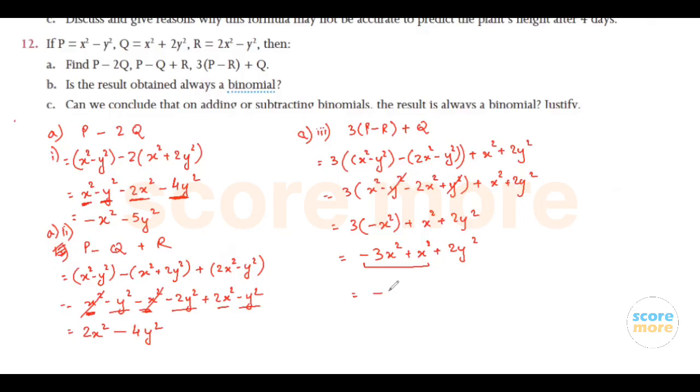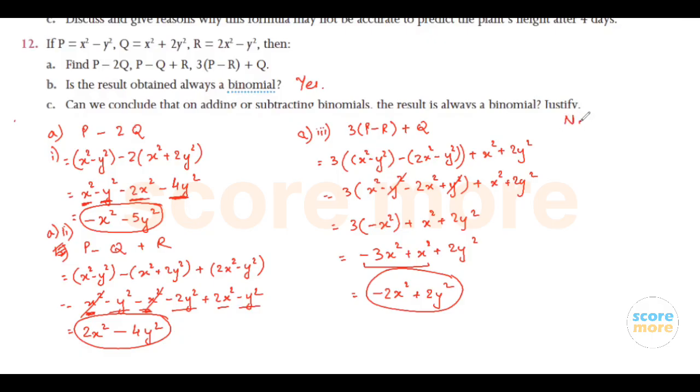It will be minus 2x square plus 2y square. That is the final answer of the third part. Now B part: is the result obtained always a binomial? Yes, we can see in all the cases, first one, second one, and third one, all the cases are binomials. Now C part: can we conclude that on adding or subtracting binomials, the result is always a binomial?